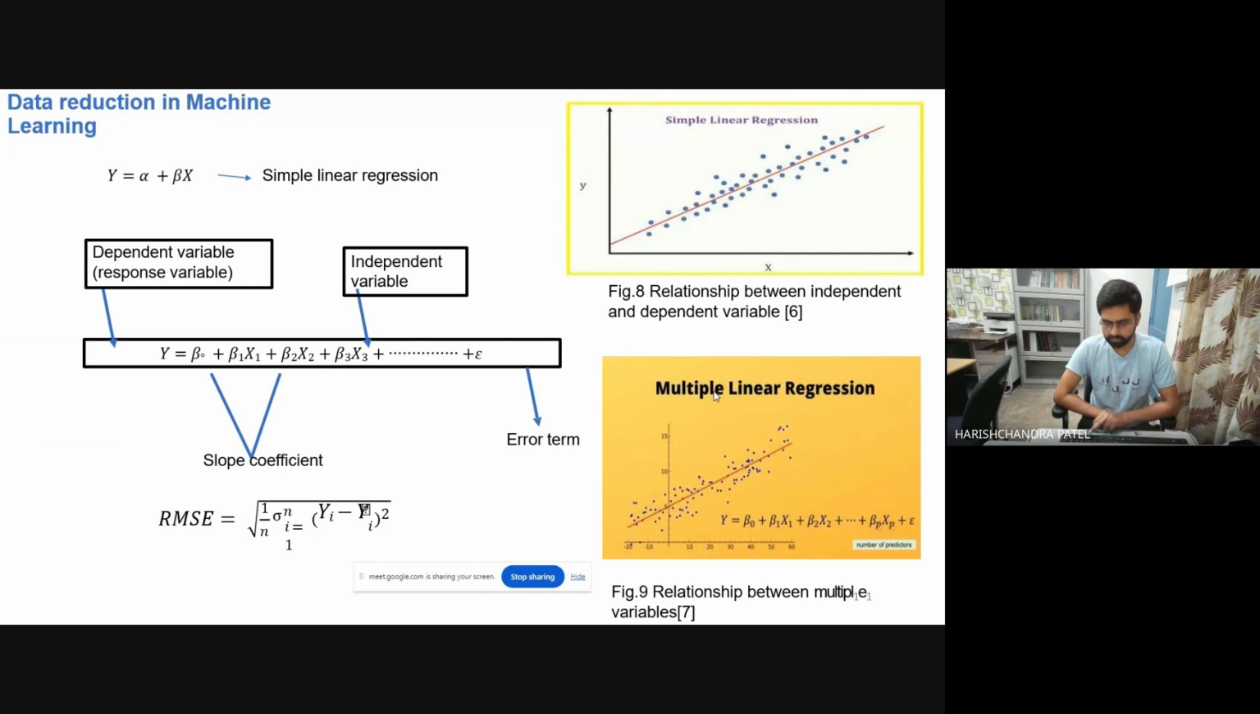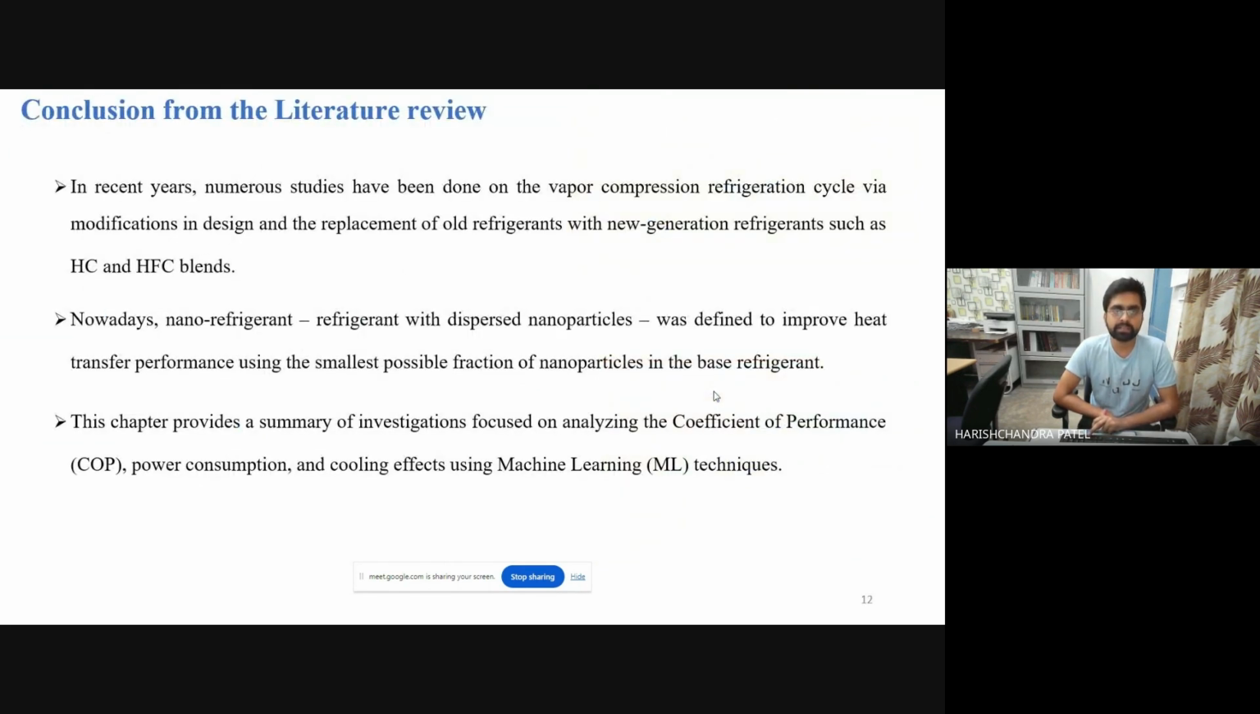Conclusion from the literature review: in recent years, numerous studies have been done on the vapor compression refrigeration cycle via modification of design and replacement of old refrigerants with new generation refrigerants such as hydrocarbons and hydrofluorocarbon blends. Nowadays, refrigerant with dispersed nanoparticles, different types of nanoparticles, that is TiO2, CuO, graphene, with size varying from 10 to 100 nanometers, is used to improve heat transfer performance using a small particle fraction of nanoparticles in the base refrigerant.